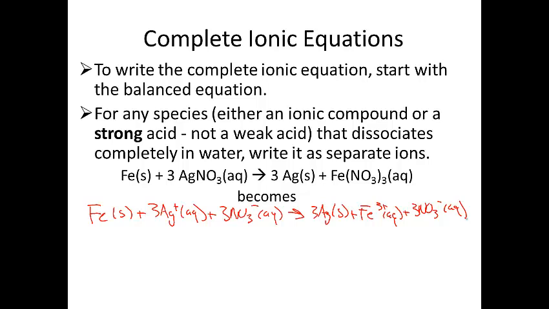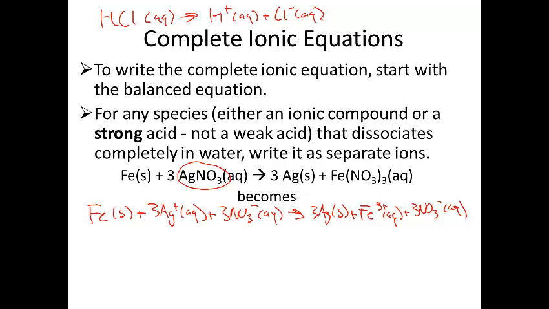All right. So anything that's aqueous that is ionic or is a strong acid or base, write it as separate ions. So you take like AgNO3, which is ionic in solution, and split it into its ions. Like HCl, a strong acid, you would write it not as HCl(aq), but H+(aq) plus Cl-(aq).